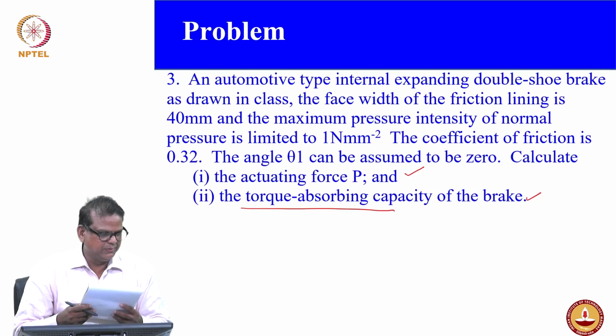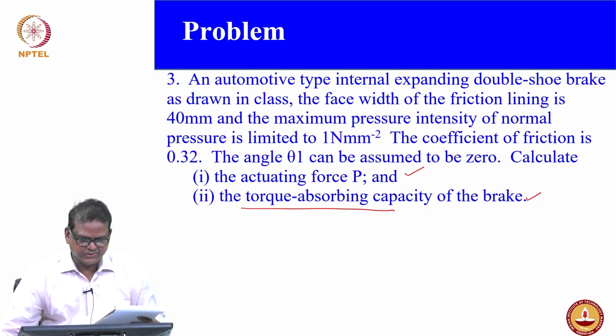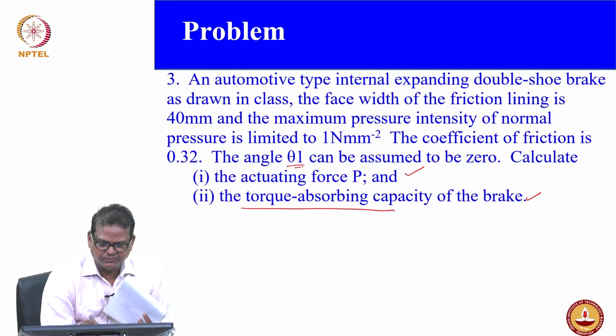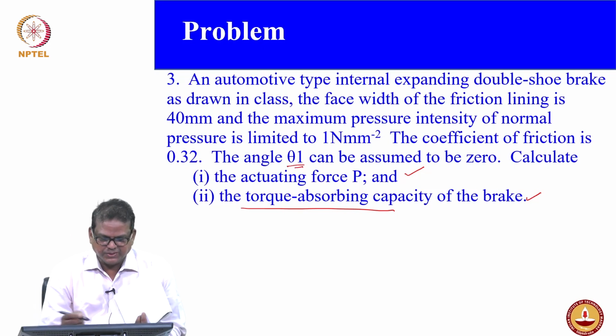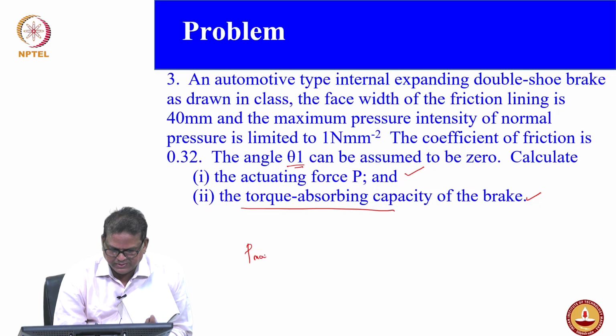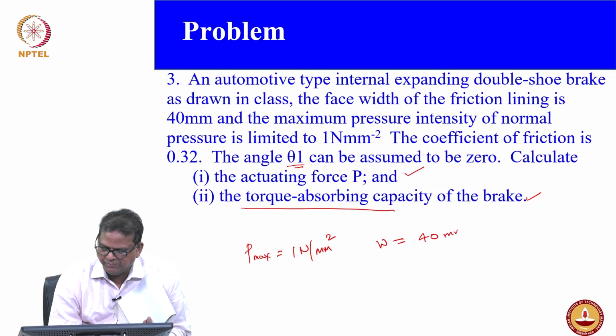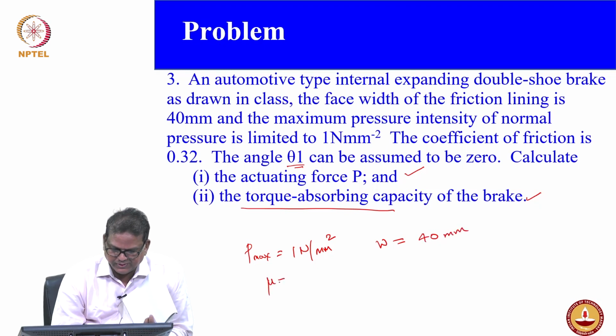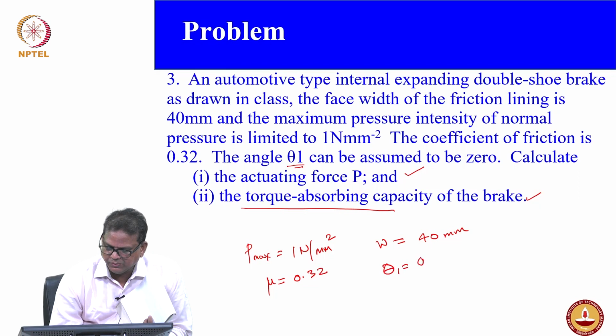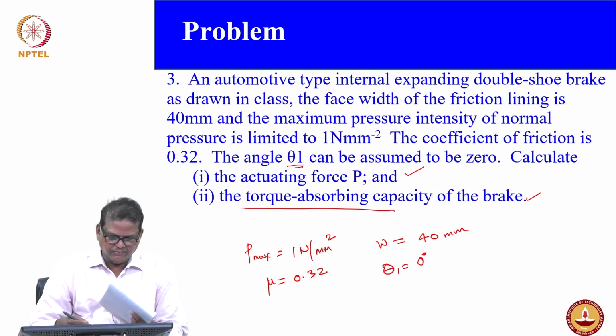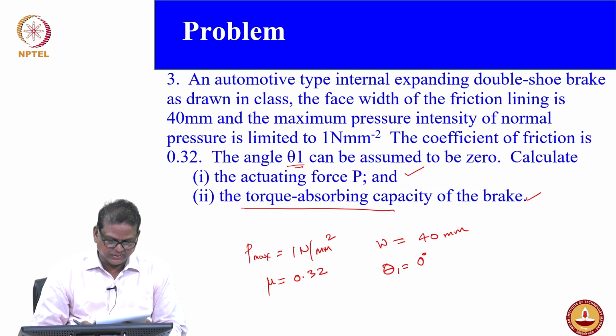So, perhaps I will draw the diagram first. Note down theta 1 is 0. The data is given. The P max is given as 1 Newton per millimeter square. W, the width of the friction lining, is given as 40 millimeter, and mu, the coefficient of friction, is given as 0.32, and theta 1 equal to 0 degree. I will draw the diagram, then you will see what other values are given.